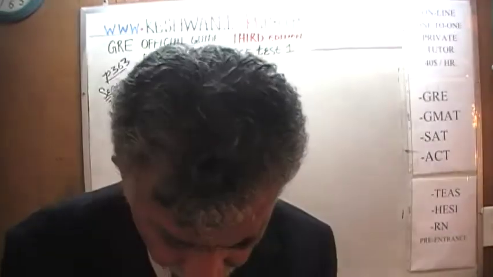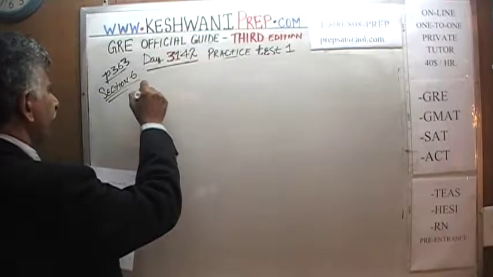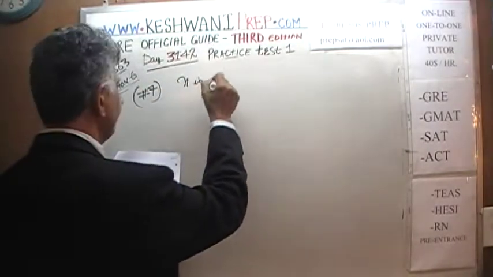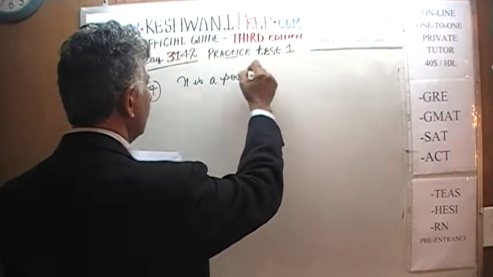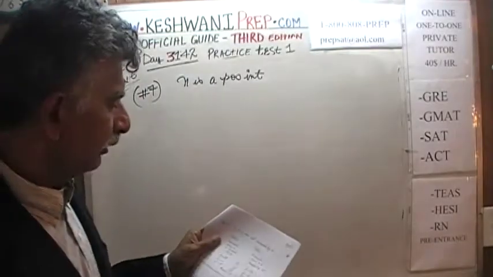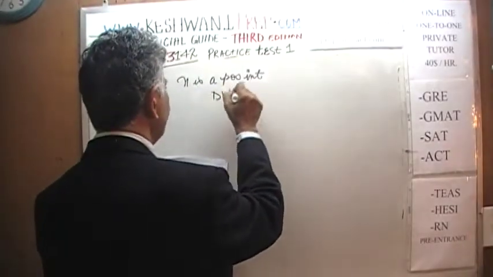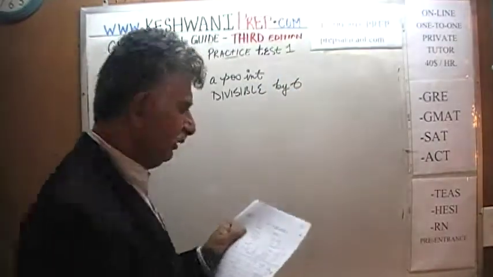Number 7. That was too much explanation. Sometimes it's better not to do so much. Number 7. It says n is a positive integer. We are told that we have some quantity n. We are told it is a positive integer. And we are told that it is divisible by 6. It is evenly divisible by 6.